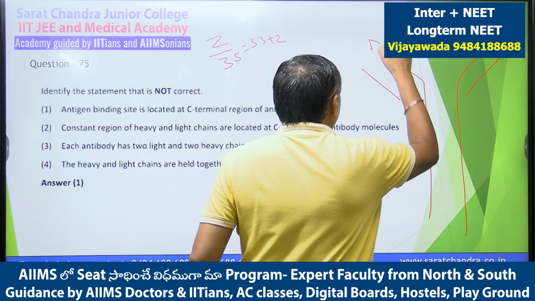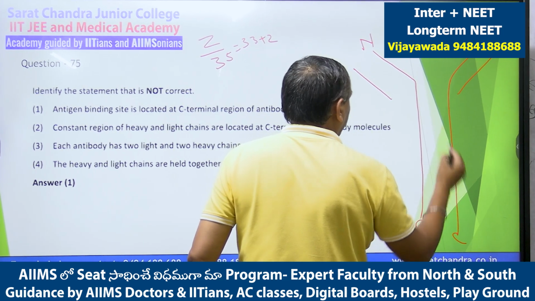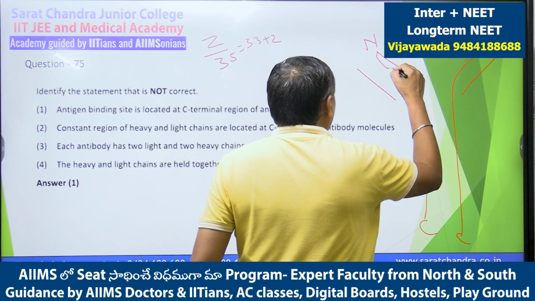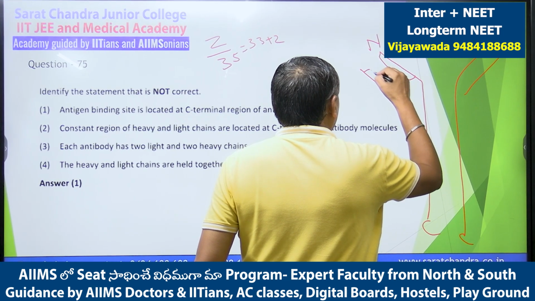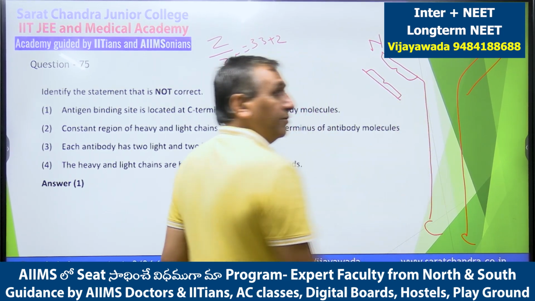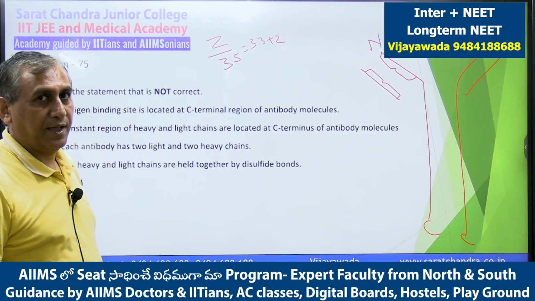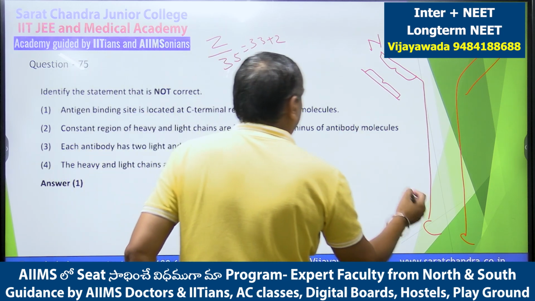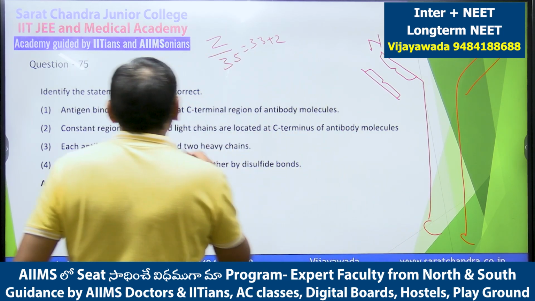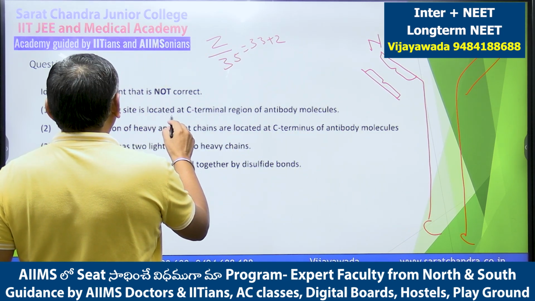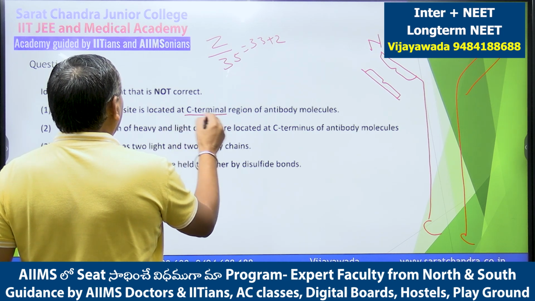This is the N end. This is the C end, NCERT. Antigen binding site is present between one light chain and one heavy chain. Are you getting? So this is the N end. This is the constant end. So antigen binding site is located at C terminal.